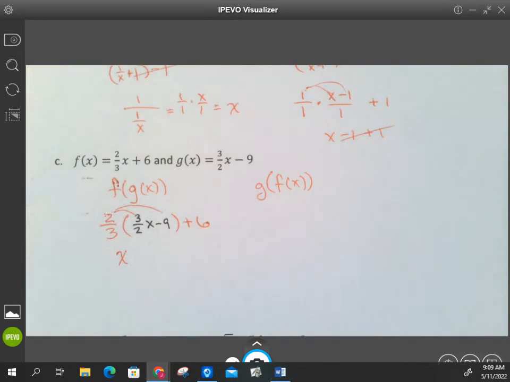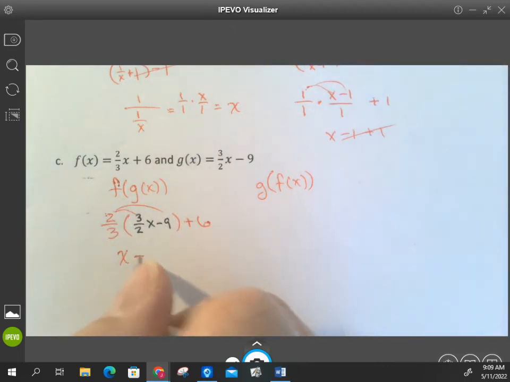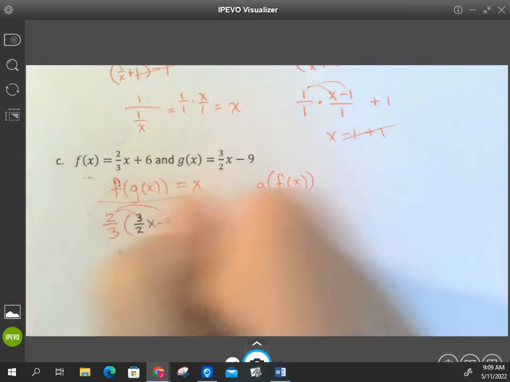that does not cancel out. What do I get there? Am I doing 2/3? So, I do get -18 over 3. So that does cancel out to -6. And then plus 6. Oh, look at that. I got out what? X. Okay, so it's looking good so far.